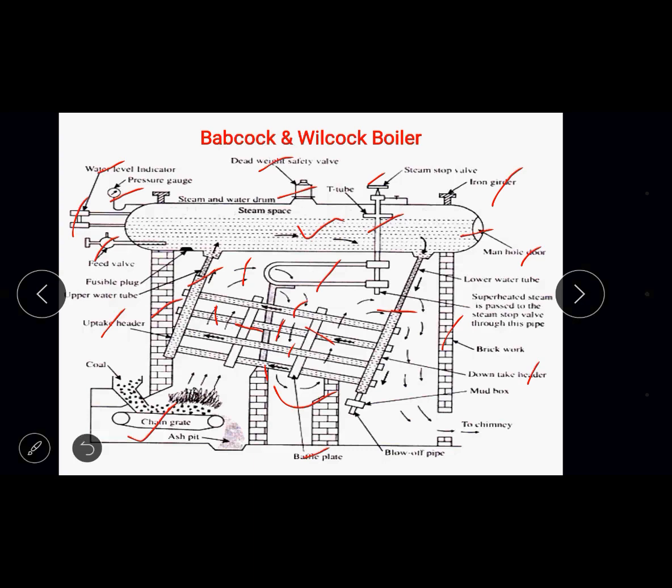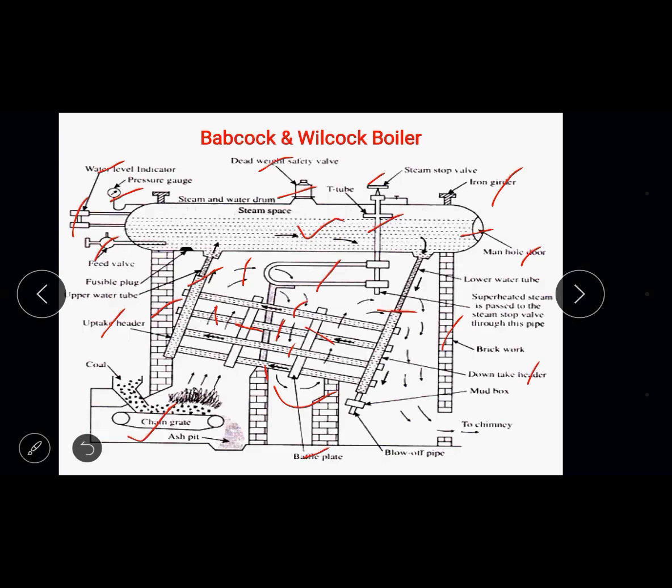If baffle plates are not used, then the hot gases will pass randomly over the water tubes and get out from the chimney. So to ensure maximum exposure of hot gases on the water tubes, baffle plates are used. With the help of baffle plates, the hot gases are made to deflect over the water tubes, and then the water tubes get exposed to the hot gases for maximum duration of time. So this is about water tubes and baffle plates.